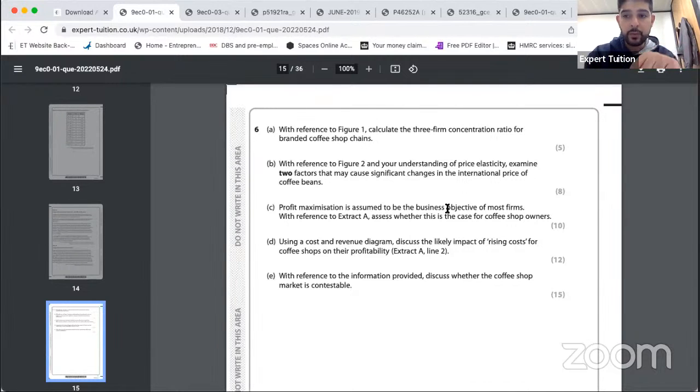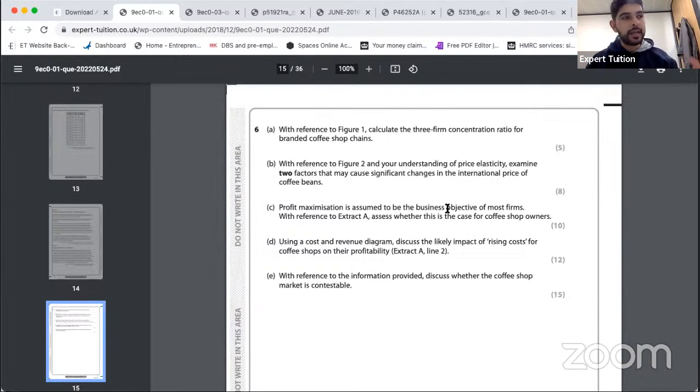The go-to evaluation, by the way, for profit maximization is something called the principal agent problem. And the principal agent problem is simply this. It is the idea that if you expand and become a really big firm, so the example here clearly is going to be like a Costa, a Starbucks, or a Cafe Nero, yeah?